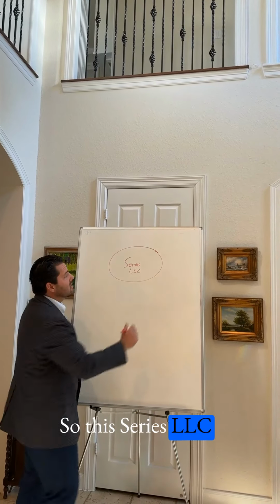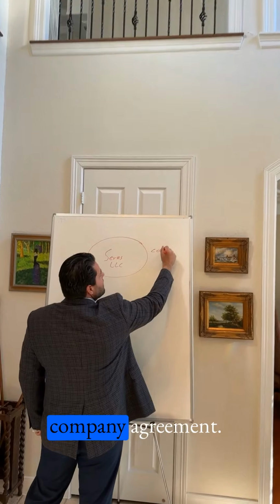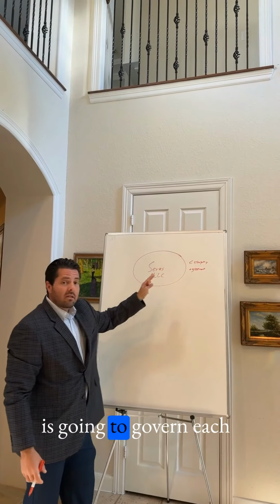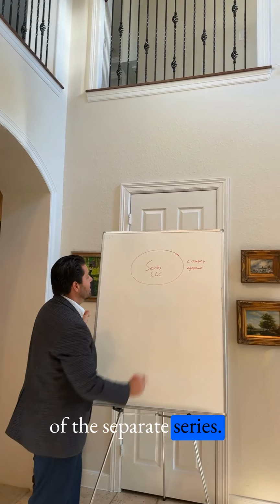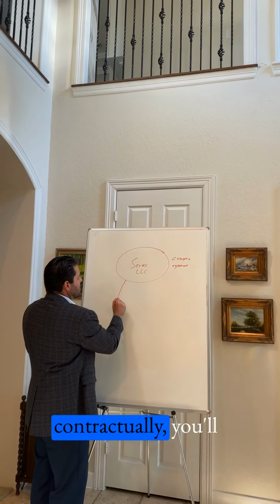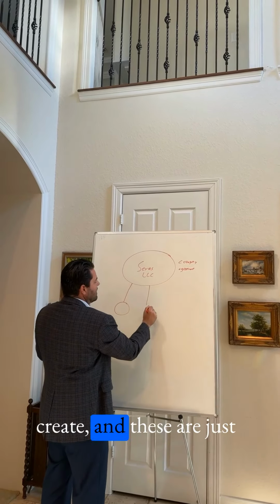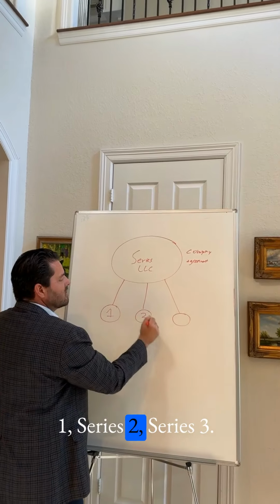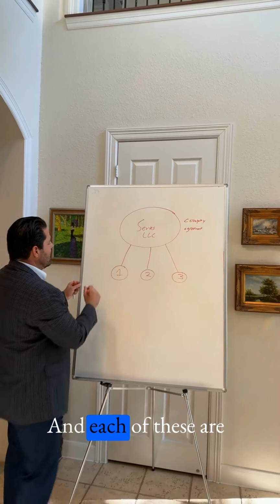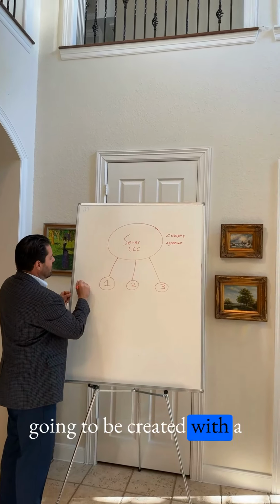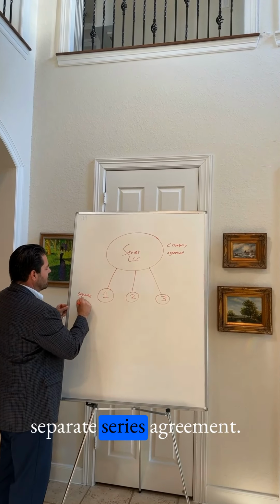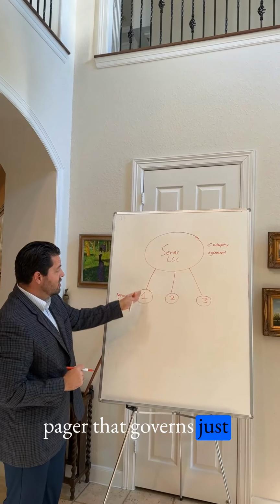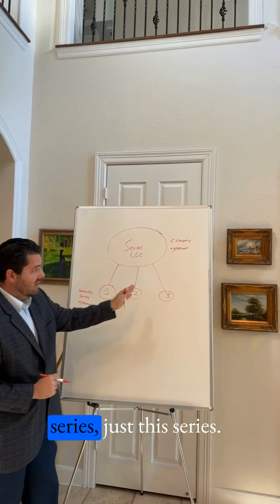So this Series LLC is going to have a company agreement. And I like to think of this one as like the mothership. And this company agreement is going to govern each of the separate series. So what you'll do is contractually create, and these are bullets, all three different series on this one. We can have series 2, series 3, and each of these is going to be created by a separate series agreement. The separate series agreement is a one-pager that governs just this series, just this series, just this series.